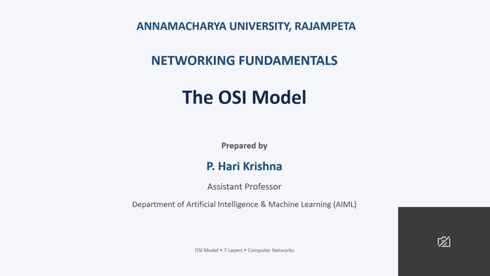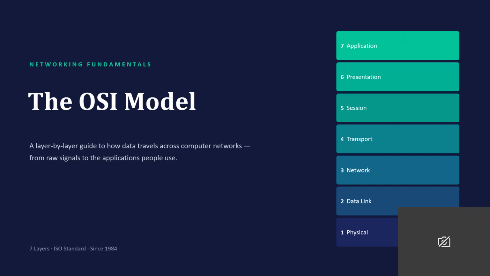AI/ML. Today I am explaining the OSI model in computer networks. Coming to the first slide, that is, the OSI model consists of 7 layers. They are application layer, presentation layer, session layer, transport layer, network layer, data link layer, and physical layer.